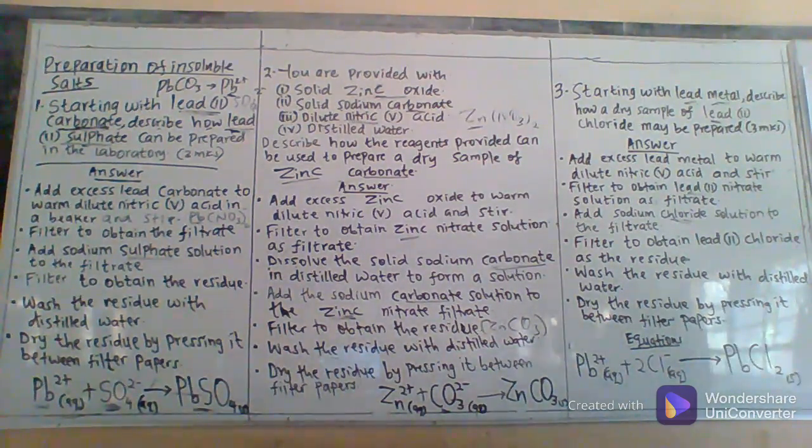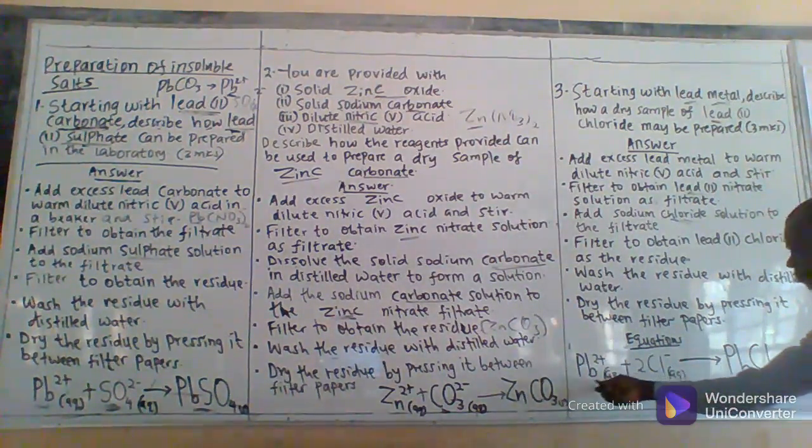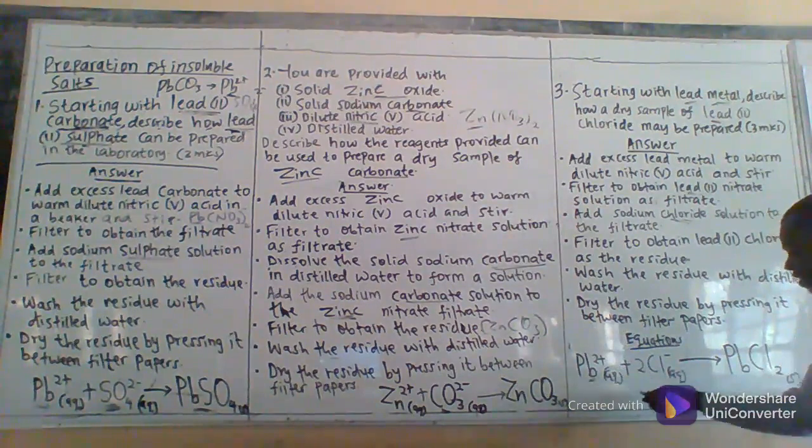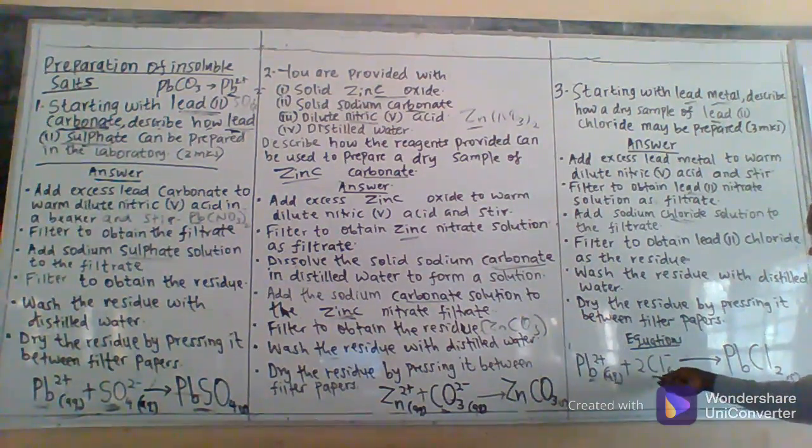And the ionic equation for that reaction will be lead ions coming from the nitrate solution reacting with chloride ions from the sodium chloride solution to form a lead chloride solid, which is now the salt that we are preparing.